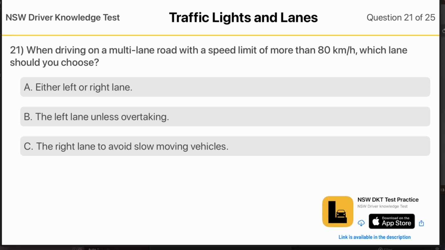When driving on a multi-lane road with a speed limit of more than 80 km per hour, which lane should you choose? Either left or right lane. The left lane unless overtaking. The right lane to avoid slow-moving vehicles.